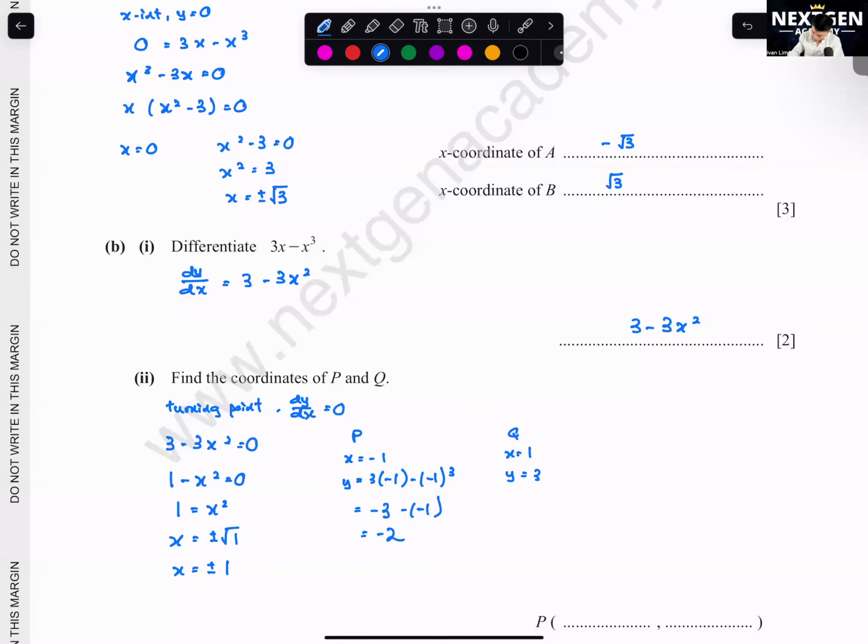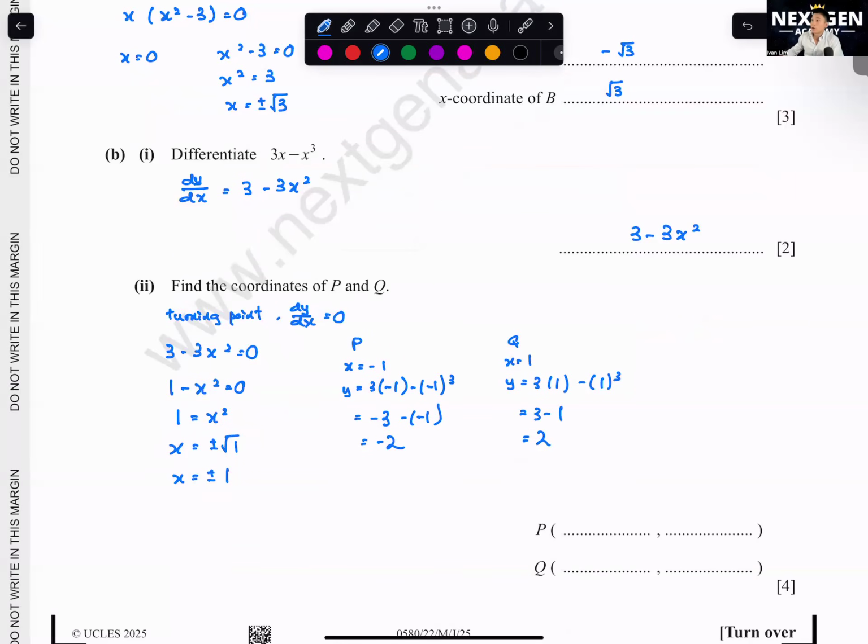This one is 3 times 1 minus 1 cube. 3 minus 1, we will get 2. Okay, so we will get point P is minus 1, minus 2. Point Q is 1, 2. Okay, point Q is 1, 2. It needs to be in this order. You cannot do the other way around.